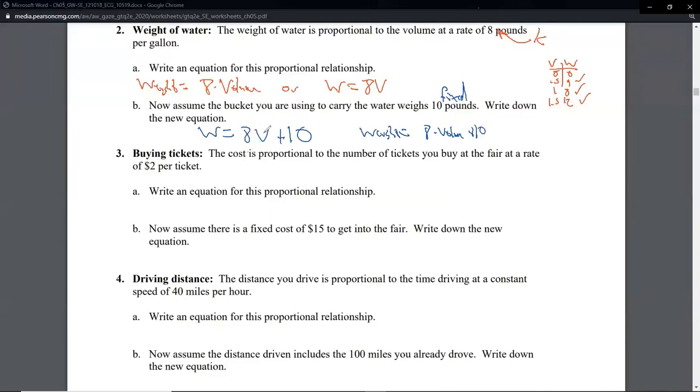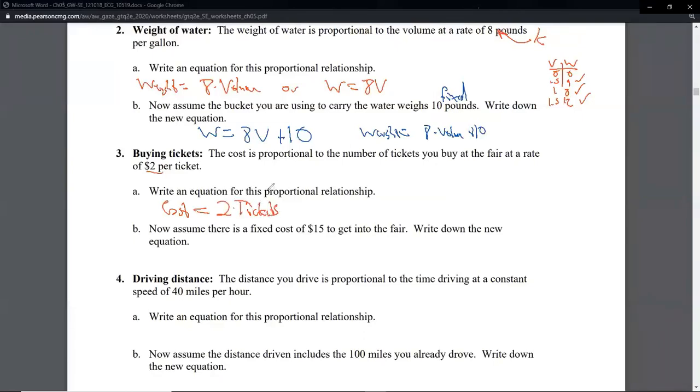Next up, let's make the next equation. The cost is proportional to the number of tickets you buy at the fair at a rate of $2 per ticket. So we go cost equals, and it's proportional. So the next thing is just going to be a number times a variable. And the number is, I think, very clearly the $2 per ticket. That's the per, so that's the thing that goes in front of your variable. And then per ticket, so 2 times the number of tickets.